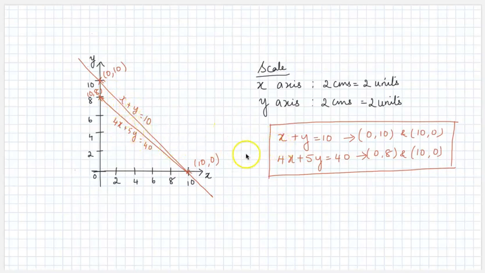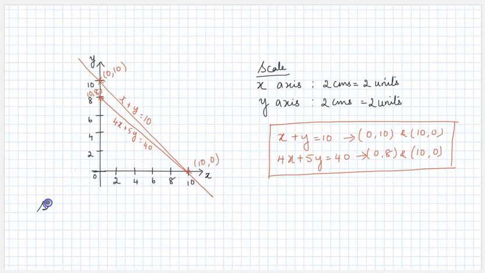Similarly, for the second equation, the first point is (0, 8). So x is 0 and y is 8. So this is the point (0, 8), and the other point is (10, 0), which is the same as this. So join the points (0, 8) and (10, 0) by a straight line, and on that line write 4x plus 5y equal to 40. Now let's continue the problem with the next step.